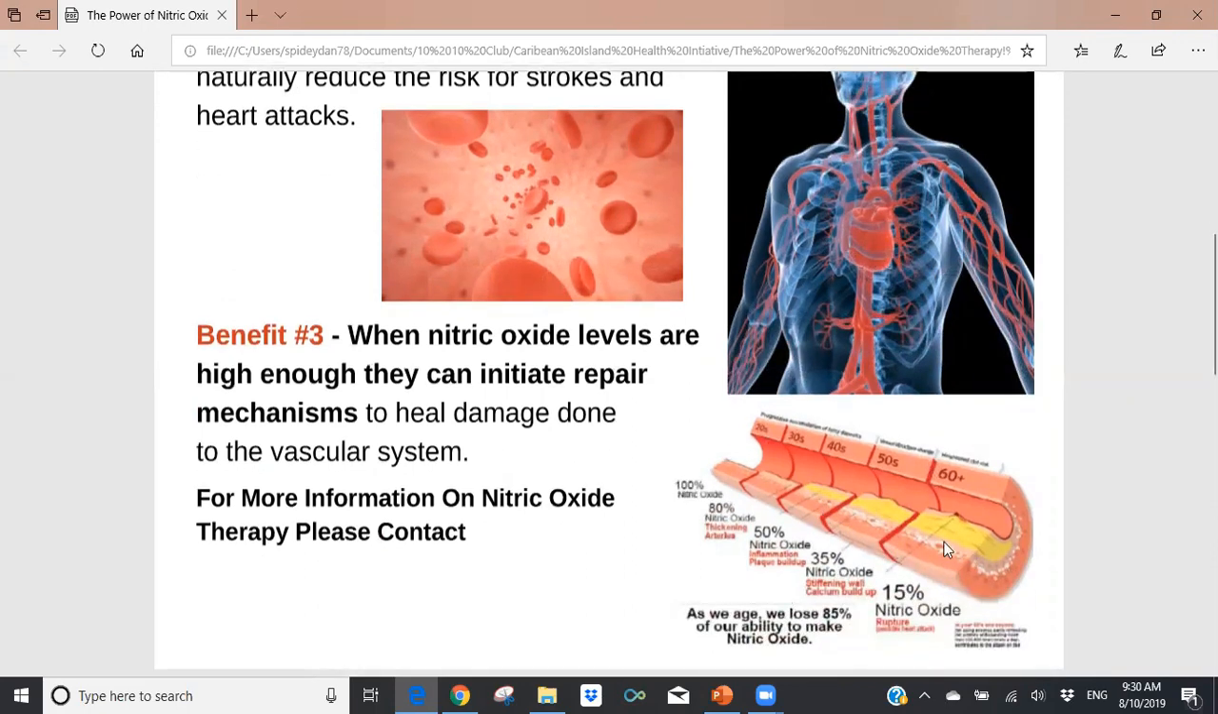And as you can see by the picture, as I improve the health of the lining of my vascular system, my nitric oxide production goes up, which then helps me create more nitric oxide to continue this healing process.